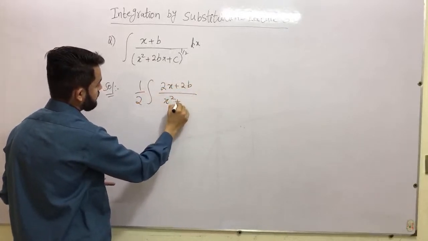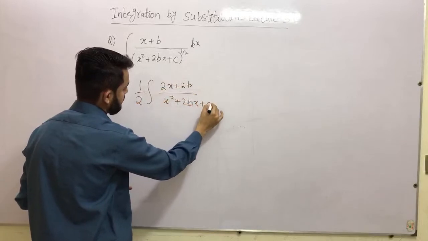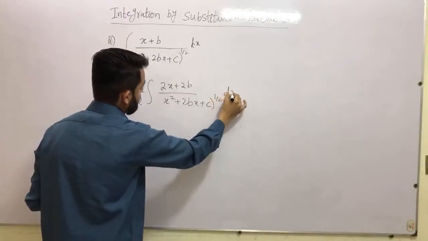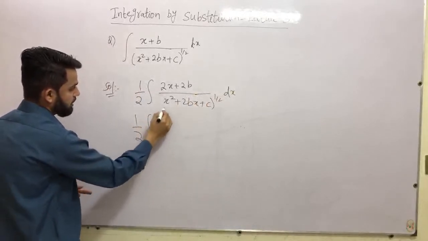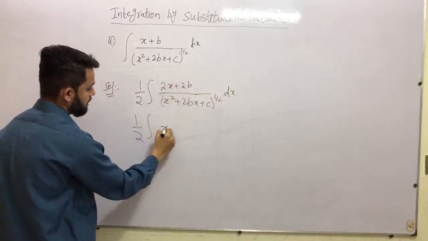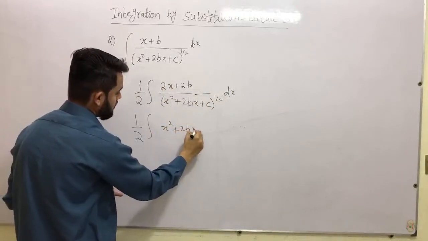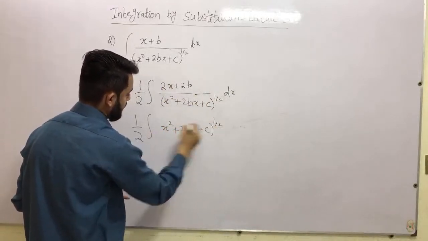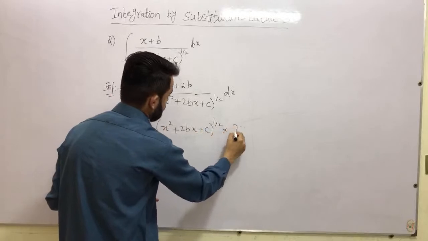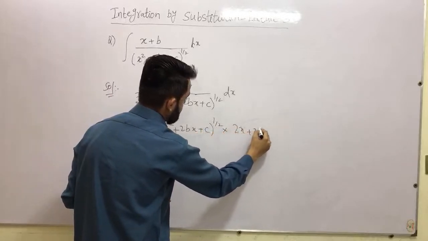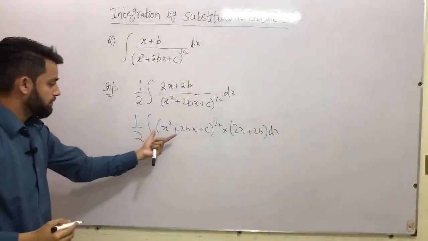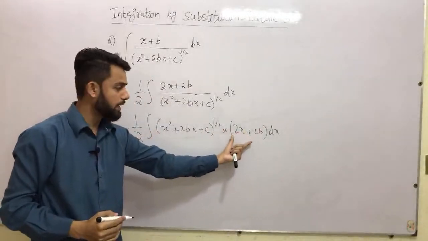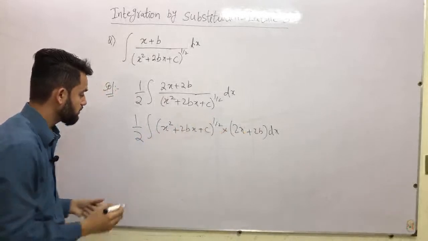Okay, so x squared plus 2bx plus c power 1 over 2 and dx. So 1 over 2, I can shift this thing to the numerator, x squared plus 2bx plus c power 1 over 2 times 2x plus 2b into dx. Now the function and its derivative are both present, and we have the power of the function.